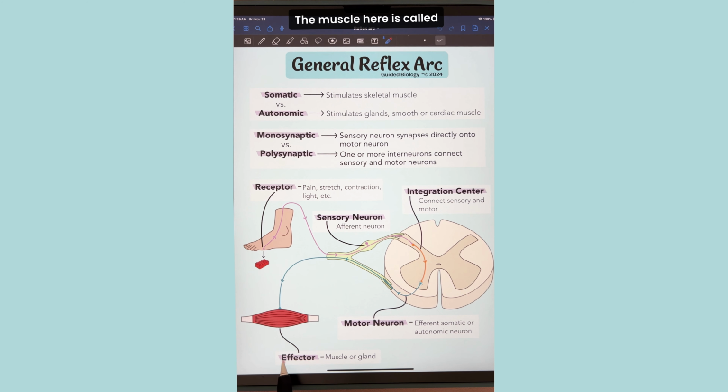The muscle here is called the effector, meaning that the final effect of the reflex is going to happen at this effector. In this case, it will cause this muscle to contract to help pull the foot away from that painful stimulus. So this would be an example of a somatic reflex because we're activating skeletal muscle here. And it is also polysynaptic because we have an interneuron and therefore two synapses here in the spinal cord.